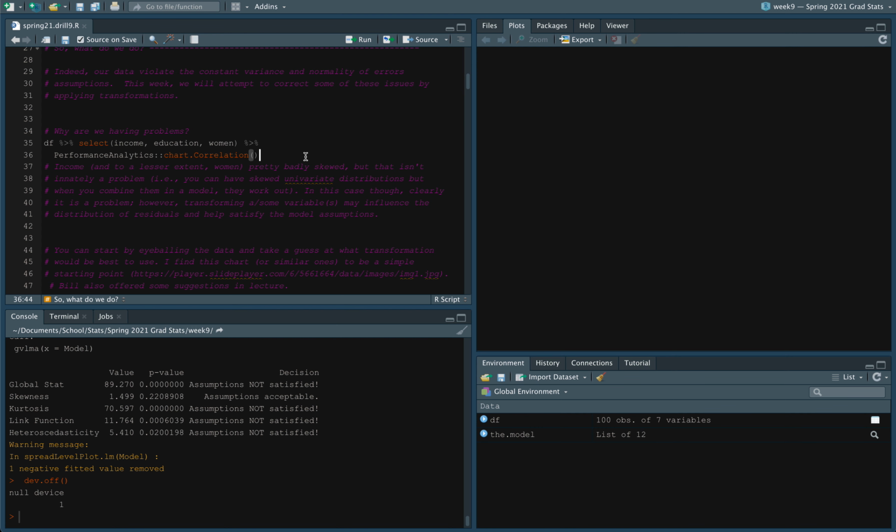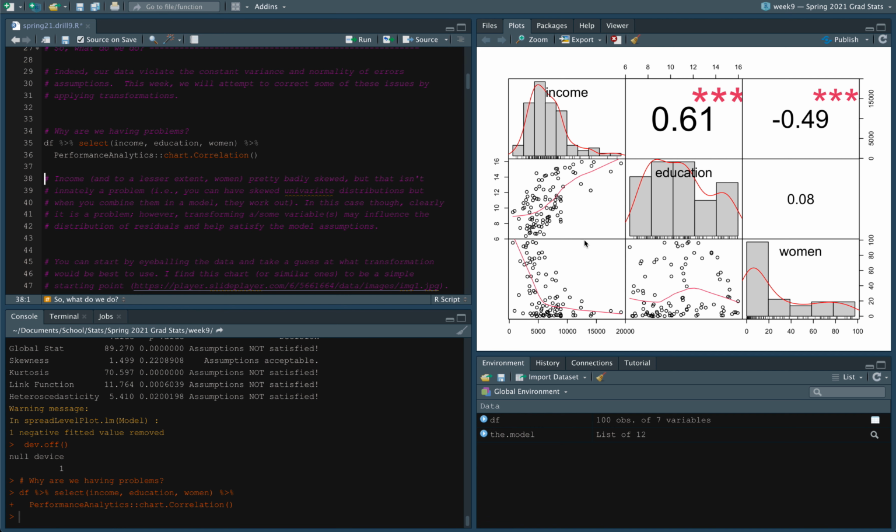Let's first try to see why we're having problems. I'm just going to select our 3 variables and look at our plots here. What we see is that income and women are pretty skewed, but I can't emphasize this enough: one thing that so many people struggle with understanding is that it's not about the univariate distribution of variables that go into the model. In other words, it's not innately a problem that income is skewed or that women is skewed. The problem is, when you put them into the model, what are the residuals in the model, what's skewed?